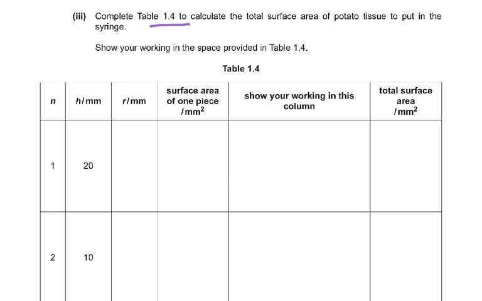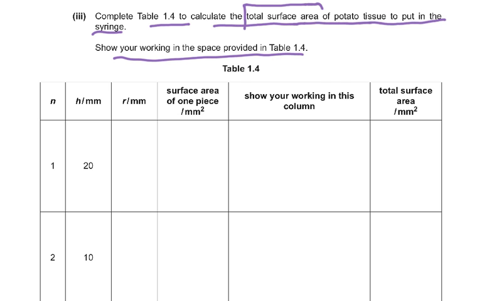Then it says complete table 1.4 to calculate the total surface area of potato tissue to put in the syringe. Show your working in the space. It says again and again total surface area, and you all are confused and say, Miss, why is it total surface area? Because it was one piece, then there were two pieces, then four pieces, and then 10 pieces. So here you have to do what? Here is the height, millimeter. They've given you that the radius was 3 in all of them. As I told you, you'll have to measure the radius, and it was the same in all of them. So that was 3 in all of them.